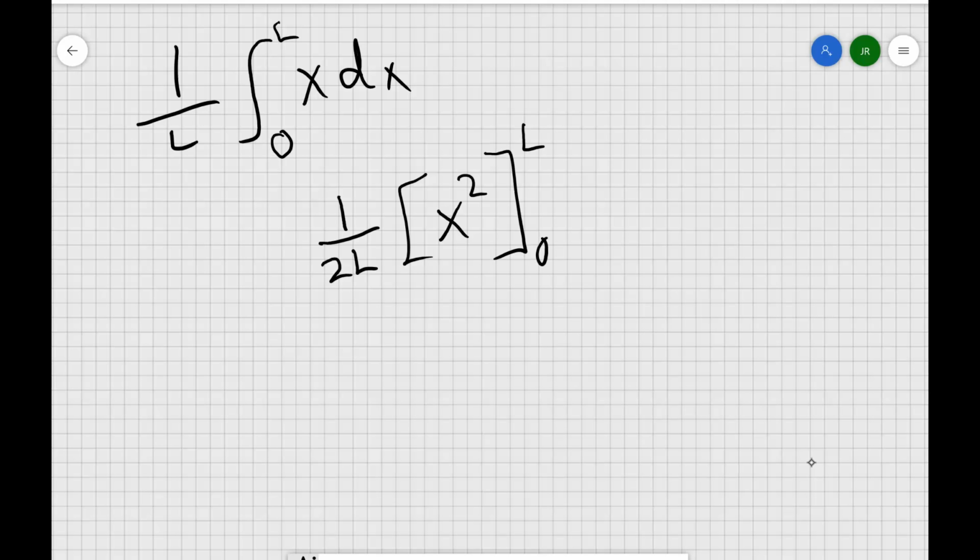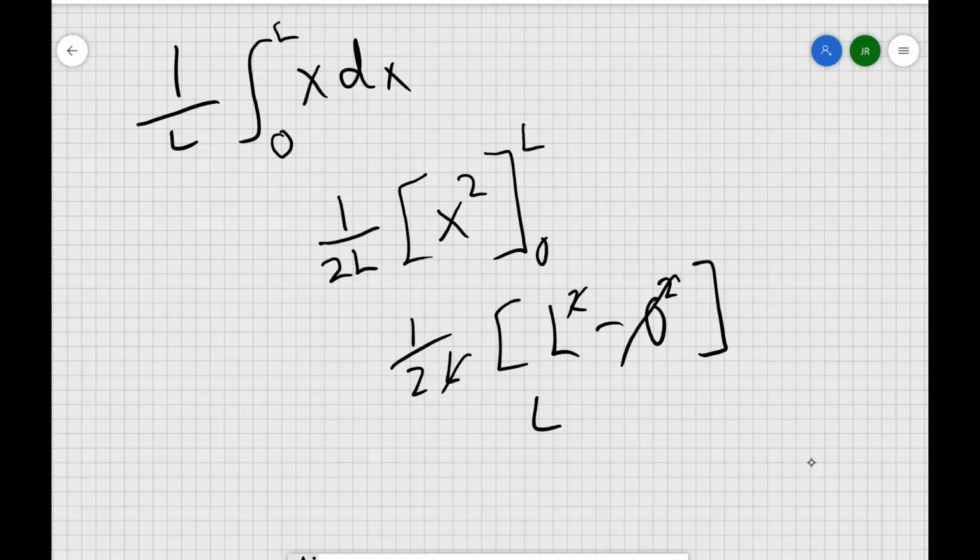From 0 to L. So now I think it's going to be 1 over 2L times L squared minus 0 squared. So that's gone, right? So now it's just 1 over 2L times L squared. So that's going to cancel with that. So it's just going to be L over 2. And you know what? We kind of knew that at the beginning, but it's cool that we just figured it out and proved it.